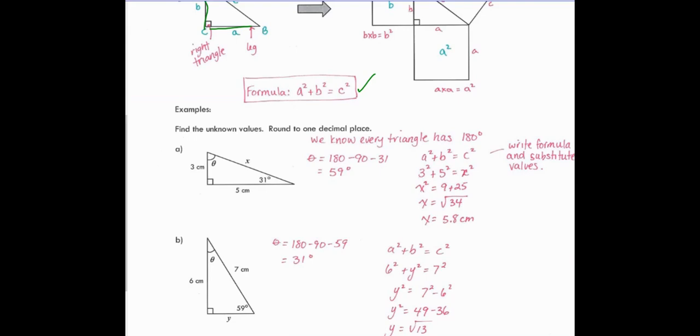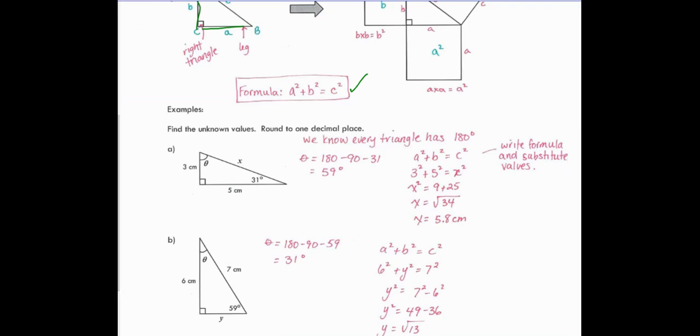Here's an example. We'll just go quickly through 2 examples. Find the unknown values. Round to 1 decimal place. That's good that they tell us. Sometimes they don't tell us, and we're not sure how many decimal places. Now it says solve the unknown values, so that includes this theta right here, the angle. The first thing to do is take 180, which is the interior sum of the angles of a triangle, subtract the 90 and the 31, and you're going to get an angle of 59. So this angle here now is 59.